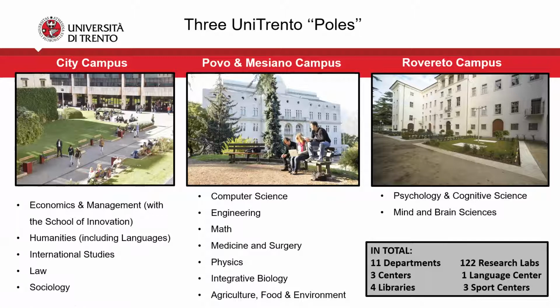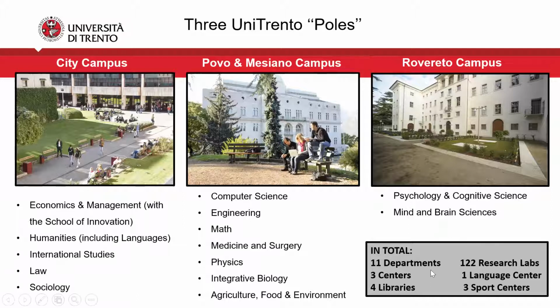And there we have the computer science department, engineering, math, medicine and surgery, which is a new department here at the University of Trento, and it's currently not open to exchange students. But just so you know that we do have a medicine and surgery school, physics department, integrated biology, agriculture, food, and the environment. And then in Rovereto, which is a small city about 20 kilometers south of Trento, we have the Psychology and Cognitive Science Department and the Mind and Brain Sciences Center.